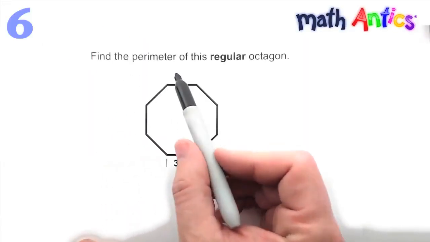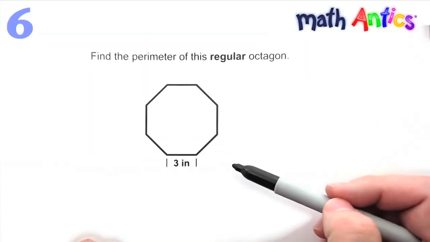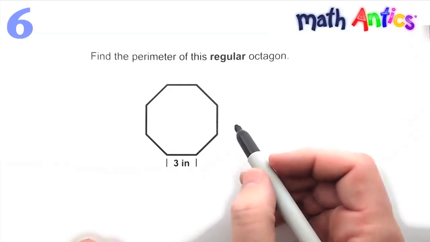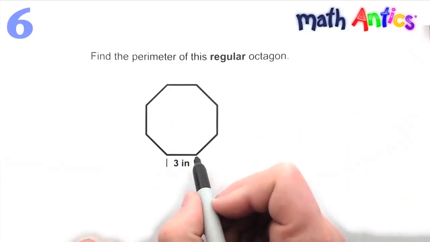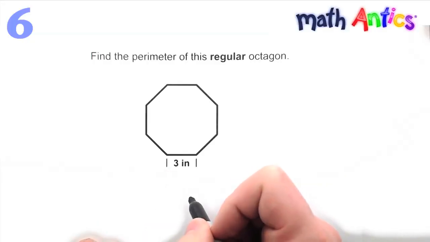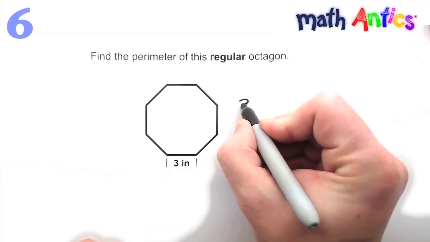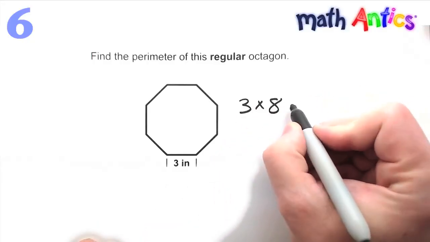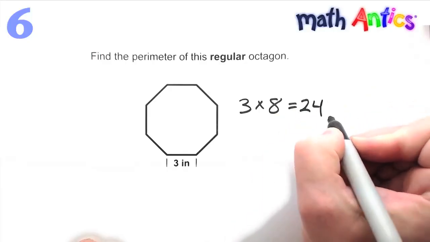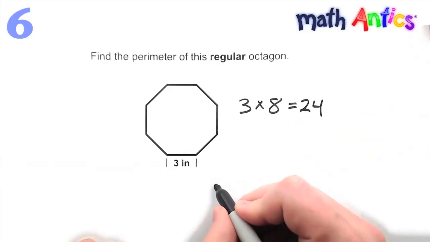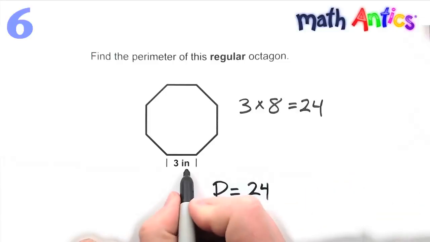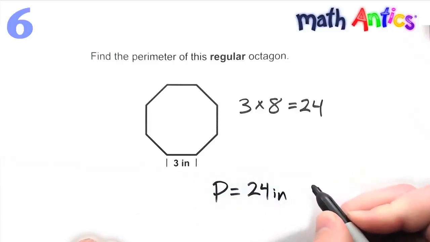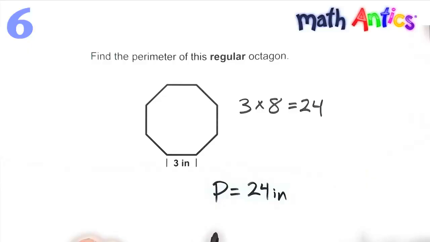And now we need to find the perimeter of this regular octagon. So it's just like our last problem, except it's an octagon, and so there's 8 sides. And each side has a length of 3 inches. So we just go 3 times 8, and that equals 24. So we just write that out as P for perimeter equals 24. Don't forget, 24 what? 24 inches. So perimeter equals 24 inches.